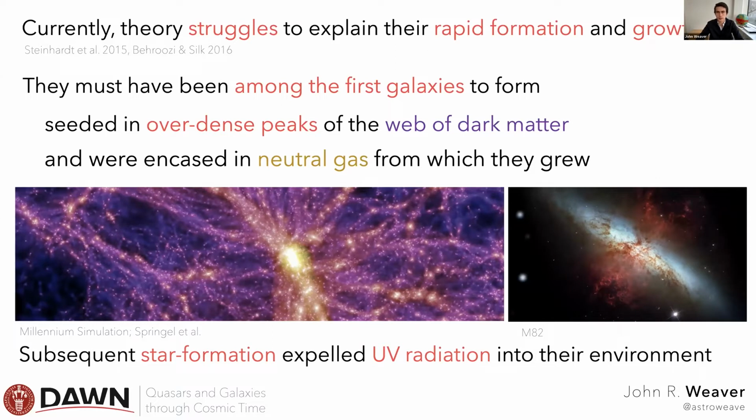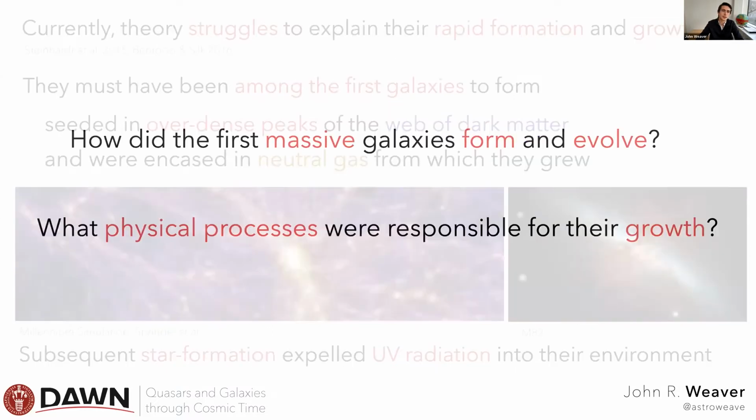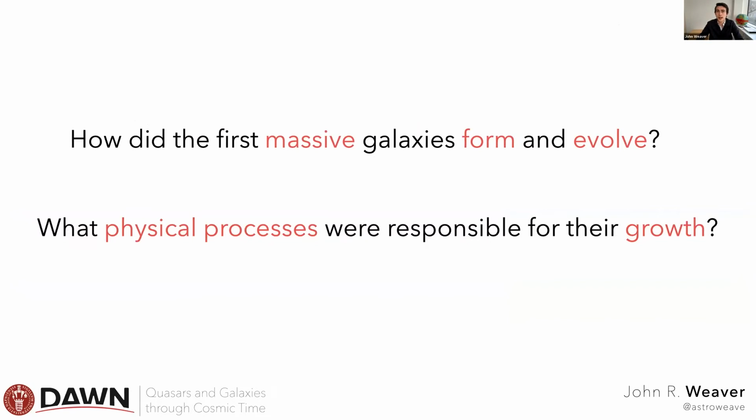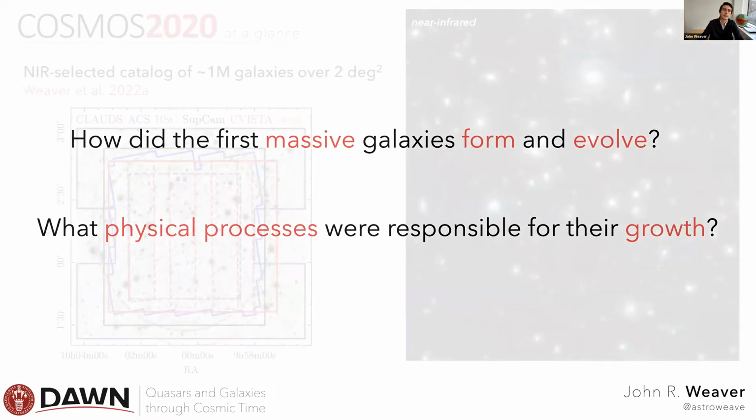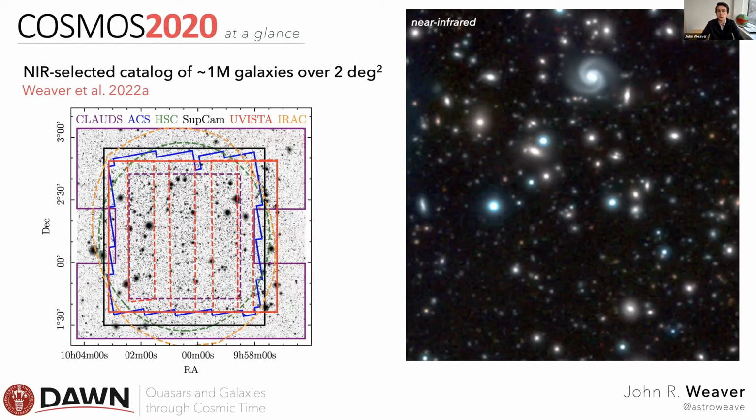Now, the questions that I'm interested in asking about these massive galaxies are how did they form and evolve? And what are the physical processes which were responsible for their extreme growth? To do so, we constructed COSMOS2020. It's a near-infrared selected catalog of about 1 million galaxies over the 2 square degrees of the COSMOS field, unique for its large area and near-infrared depth.